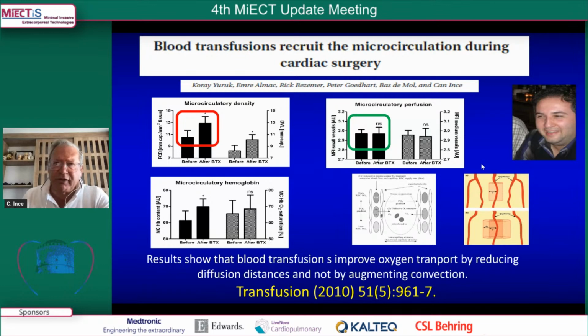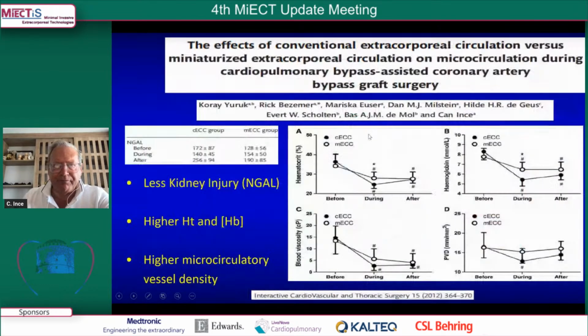And in fact, blood transfusion is the only real therapy that is present, which allows the red blood cells to enter unperfused areas. As we can see here, before and after blood transfusion, we see the density of the perfused vessels increase with no effect on the flow. So blood transfusion affects diffusion distances, but not convection.